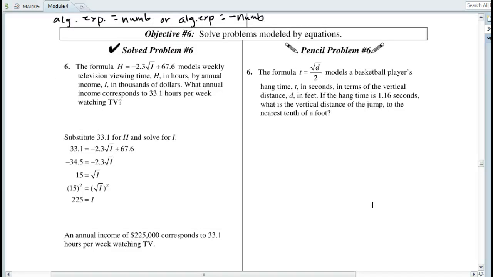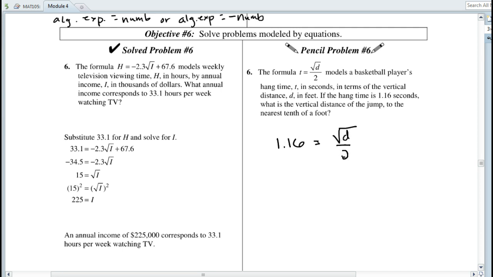Okay, so a mini kind of word problem here. The formula t equals the square root of d over 2 models a player's hang time t in seconds in terms of the vertical distance d in feet. If hang time is 1.16 seconds, what is the vertical distance of the jump to the nearest tenth of a foot. So I know this one does come up on the homework, so you might want to note that. So they're giving you a value for t, and they want you to find d. So we just plug in 1.16 for t, that's a hang time, and we just need to solve for d.